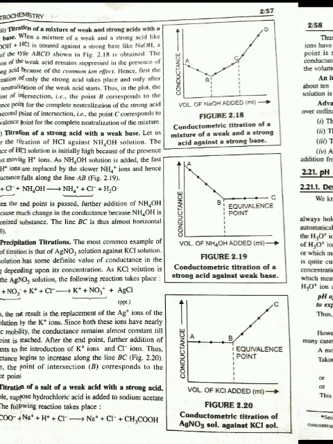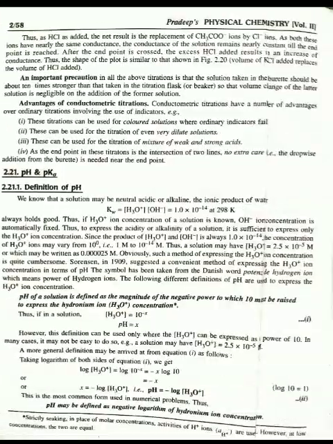The following reaction takes place. Thus, as HCl is added, the net result is the replacement of CH3COO- ions by Cl- ions. As both these ions have nearly the same conductance, the conductance of the solution remains nearly constant till the end point is reached. After the end point is crossed, the excess HCl added results in an increase of conductance. Thus, the shape of the plot is similar to that shown in figure 2.20.